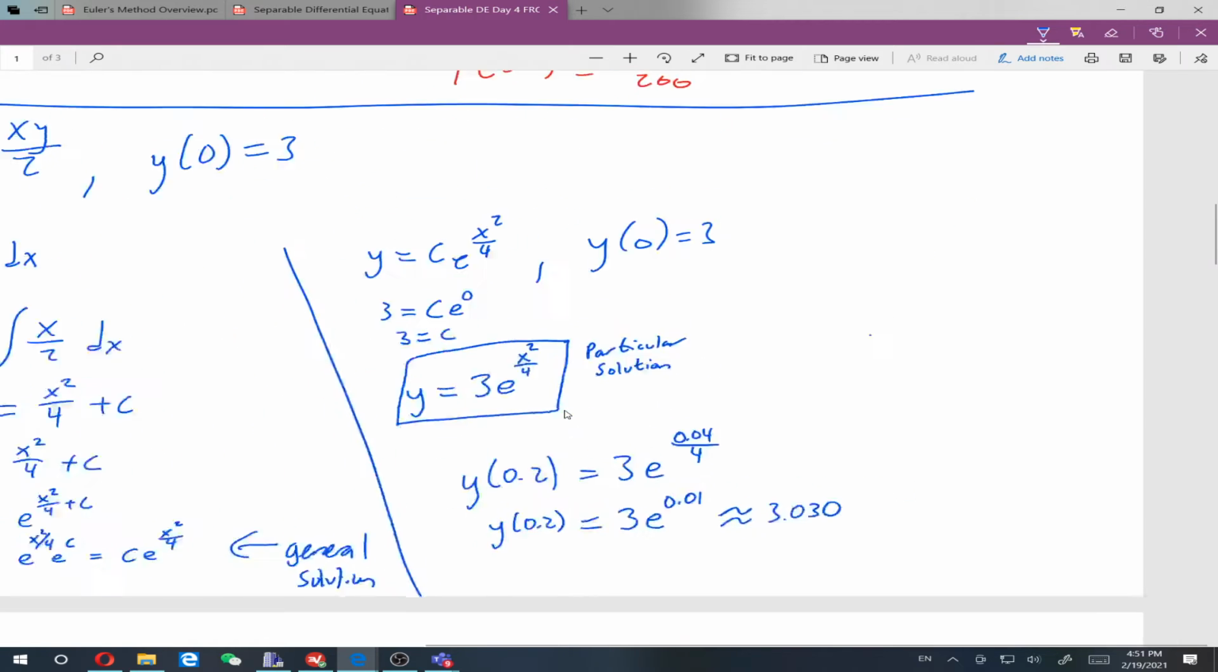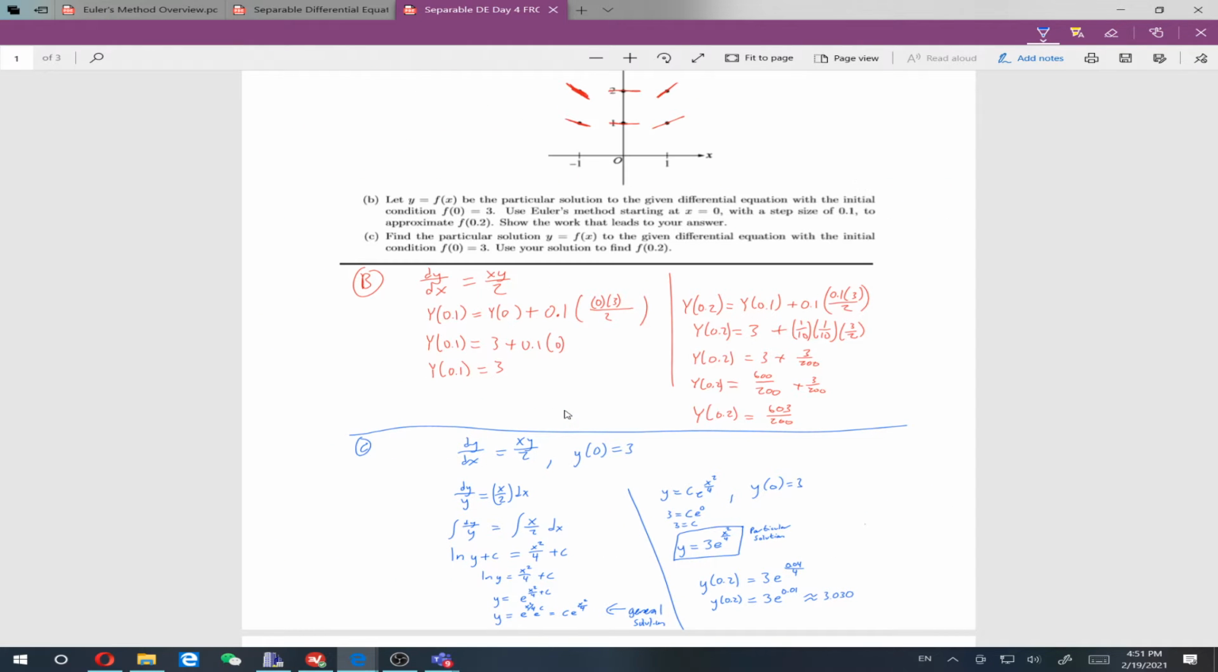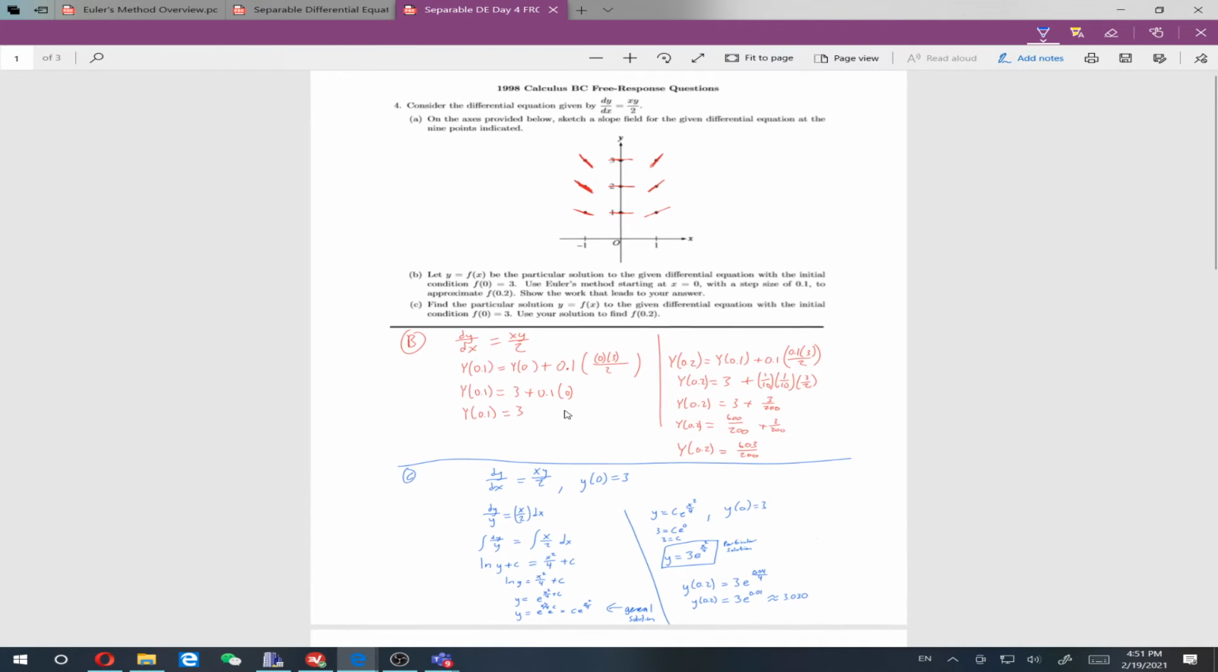Alright, so zooming back out for the whole thing. Any questions on this one with the separable differential equations? No. Alright.